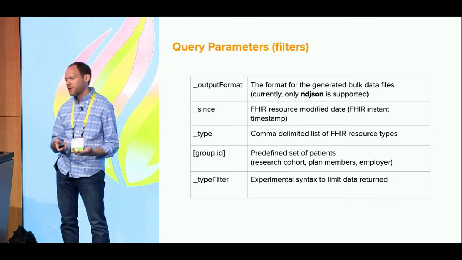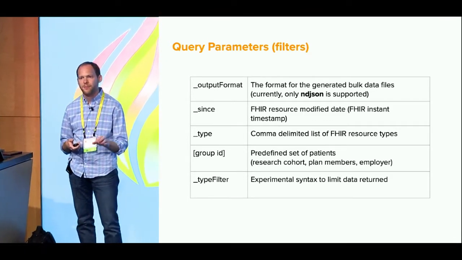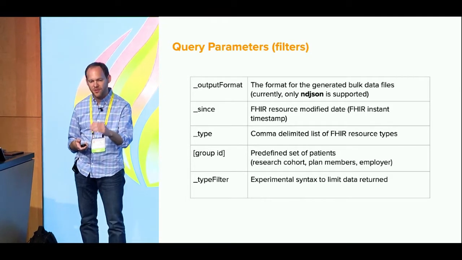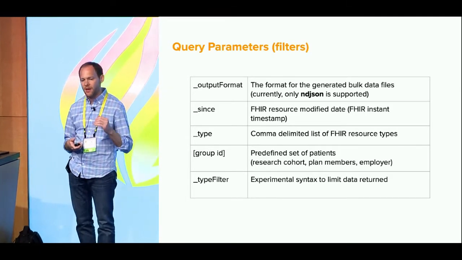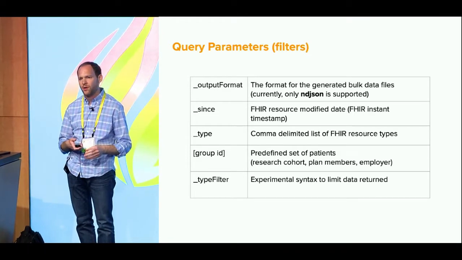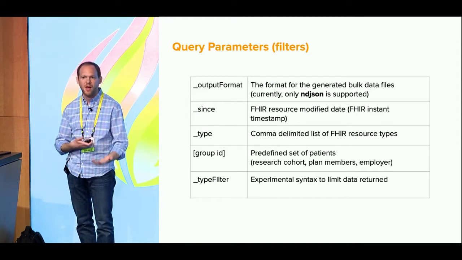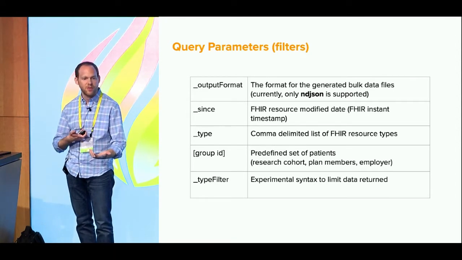There's also a couple parameters you can put on this initial request. The first is output format. I'll talk a little bit more about that in a bit, so maybe we'll skip over that for now. But the short version is that we're requiring that servers support a format called NDJSON, but also allowing potentially other formats as long as both the client and the server can handle them.